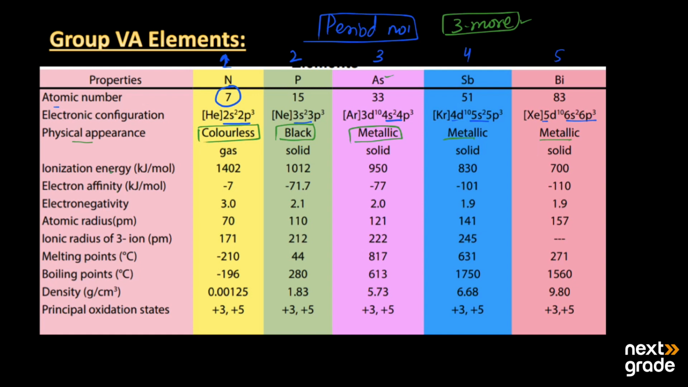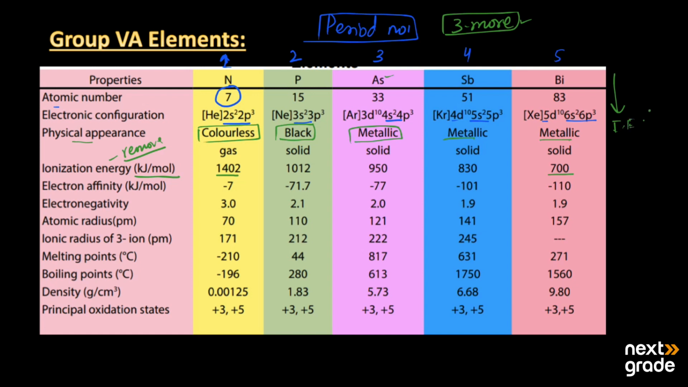Now the ionization energy is simply the energy that is used to remove an electron from the valence shell, and the unit that we can use for it is kilojoules per mole. For the first one, nitrogen, the ionization energy is 1402, and the last one has 700. It means that when we move from top to bottom in the group, the ionization energy decreases.